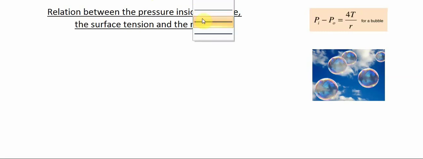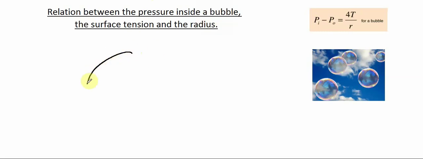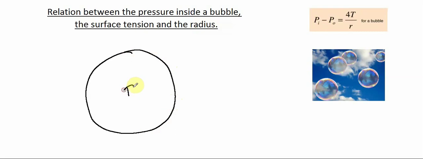So I draw a bubble. Assume that this is a bubble. Now inside a bubble there is a pressure which is greater than the pressure outside, and this greater pressure keeps the bubble into existence. This can be understood in the following manner, the fact that the pressure inside is greater.